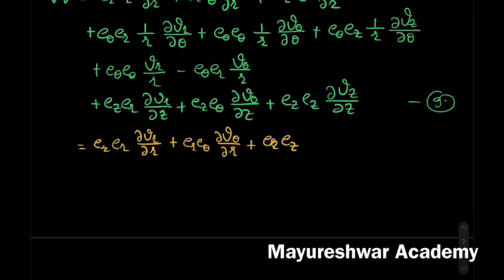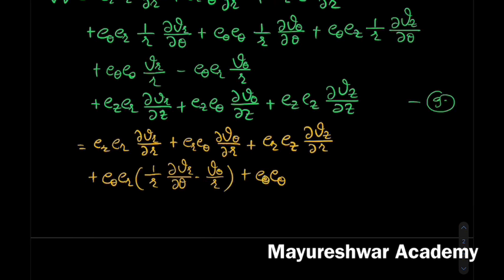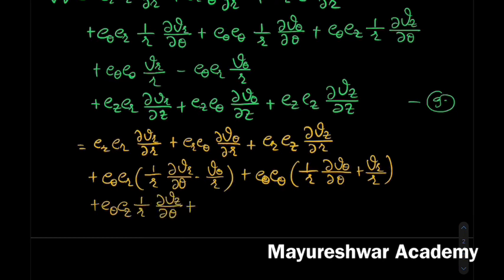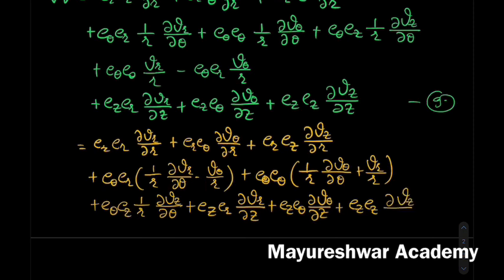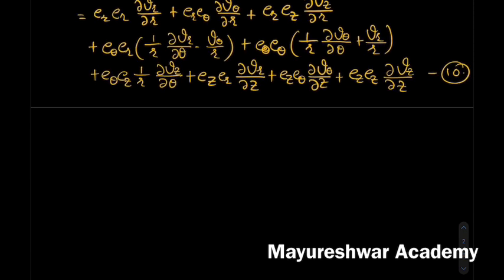So this component: EZ into EZ partial over partial R of Vz, plus E theta into ER into 1 over R partial over partial theta of VR minus V theta over R, plus E theta into E theta into bracket 1 over R dV theta plus VR over R, plus E theta into ER and 1 over R, EZ into 1 over R d theta dVz of d theta, then EZ ER partial over partial Z of VR, EZ E theta partial over partial Z of V theta, EZ into partial over partial Z of Vz.